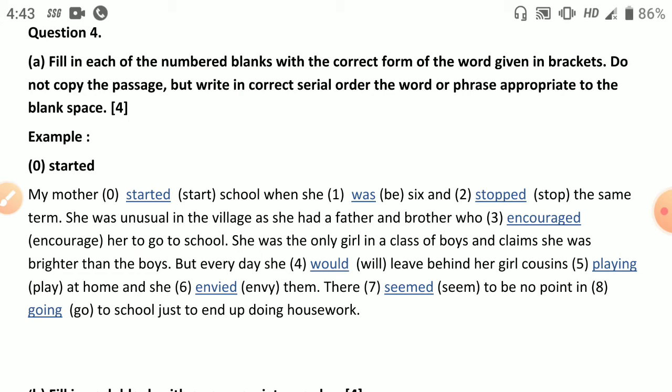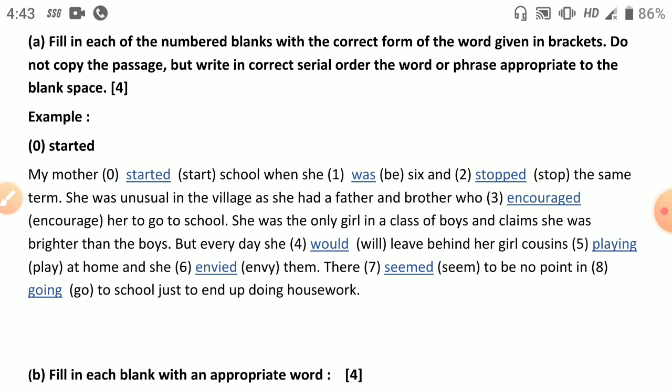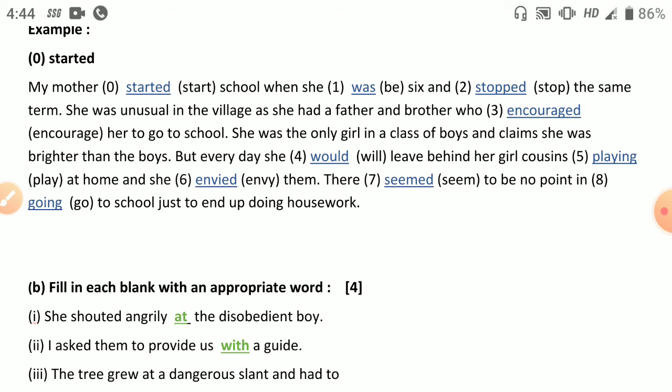She was unusual in the village as she had a father and brother who encouraged her to go to school. She was the only girl in a class of boys and claims that she was brighter than the boys. But every day she would leave behind her girl cousins playing at home, and she envied them. There seemed to be no point in going to school just to end up doing housework. So that word "started" actually gives you a starting point for which tense, and this is basically the passage based on tense. The next one would be based on phrasal verbs and prepositions.